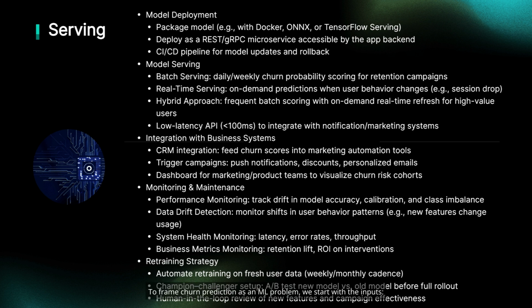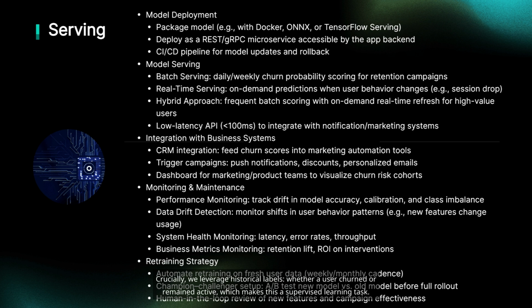To frame churn prediction as an ML problem, we start with the inputs. User activity data like number of sessions, frequency of purchases, streaks of consecutive logins, or detailed clickstream behavior. We combine that with static features such as demographics, device type, or geography.